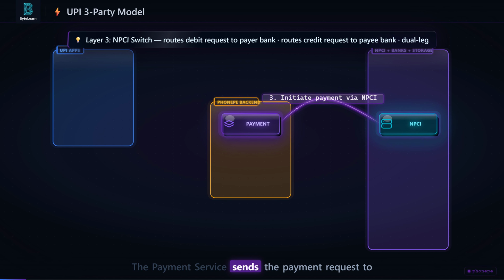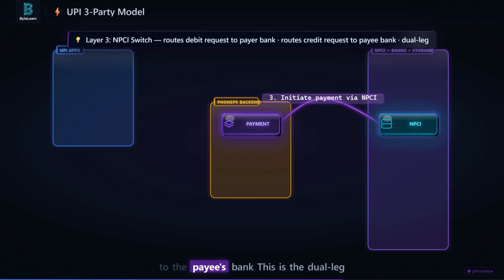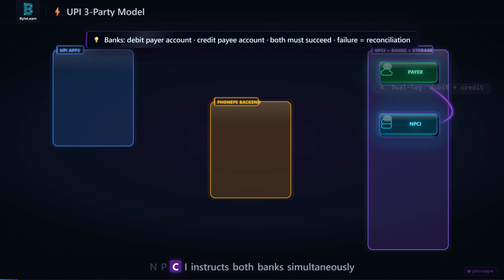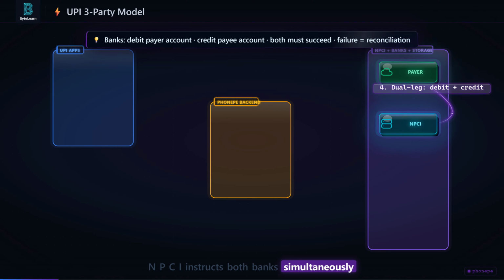The payment service sends the payment request to NPCI through the NPCI connector. NPCI is the central switch. It routes the debit instruction to the payer's bank and the credit instruction to the payee's bank. This is the dual leg transaction. Debit and credit are separate bank operations, coordinated by NPCI. NPCI instructs both banks simultaneously.